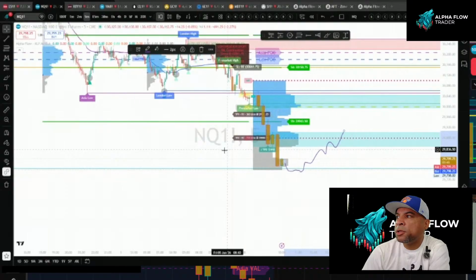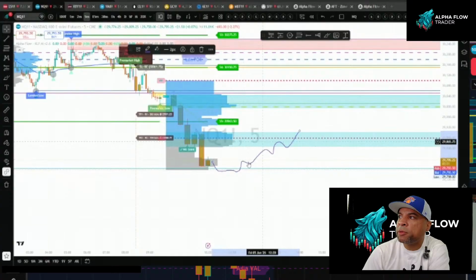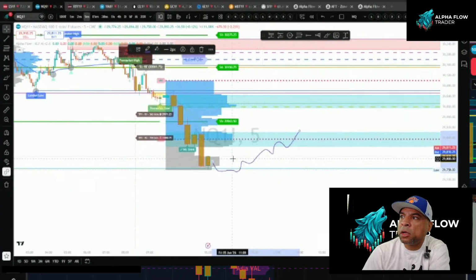All right, NQ just tapped prior week's low, and we got a bit of a reaction off of that level. So let's see if we can get some displacement away from this level and start looking for some longs here on NQ.